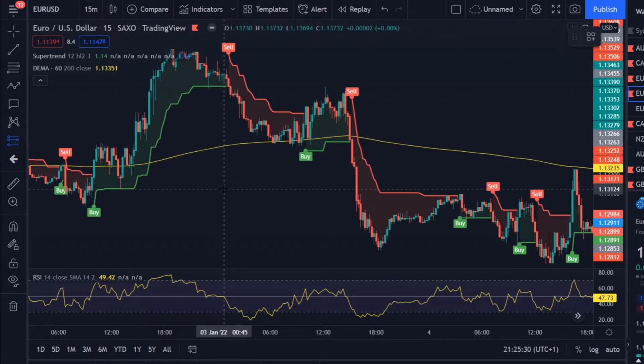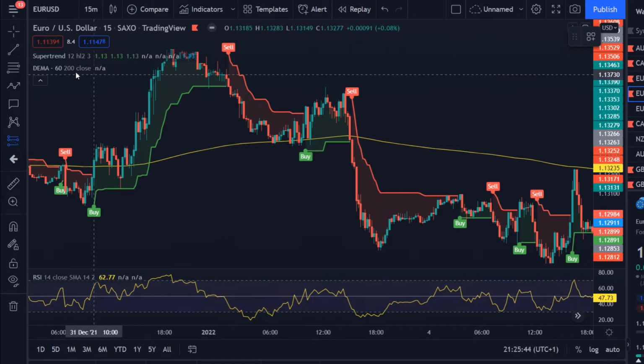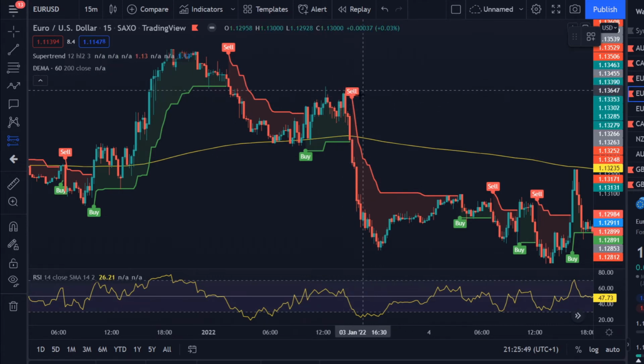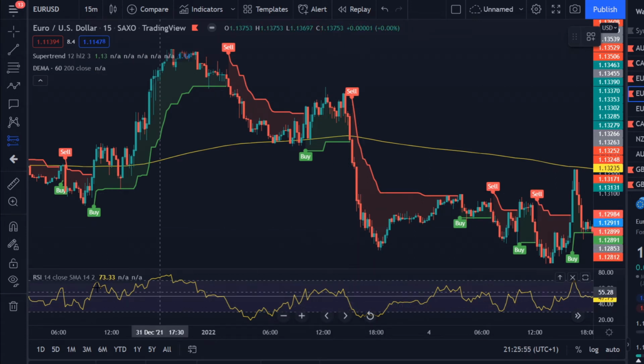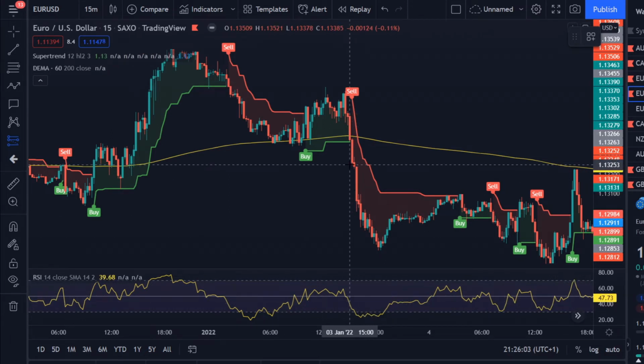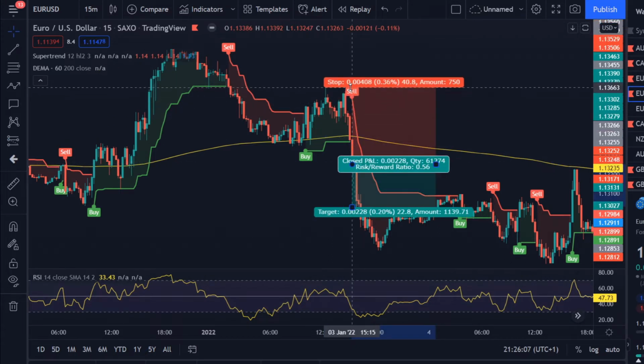Alright, before I test it 150 times, let me show you a sell and a buy example. We start with a sell example. Over here the price needs to be below the yellow line, which is the Dema. Then we also need a sell signal over here, which is from the Supertrend, and of course we also look at the RSI. The RSI needs to be below the 50 line, and over here everything is according to rules. We place the stop loss above the sell signal.